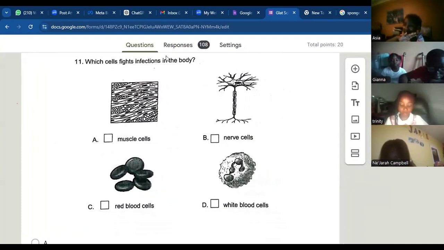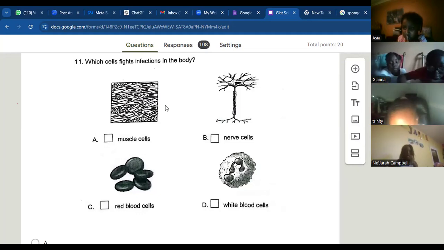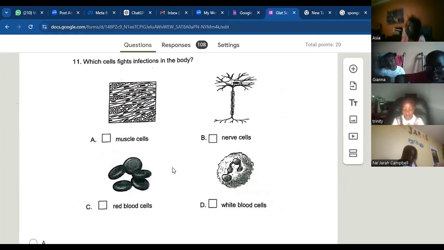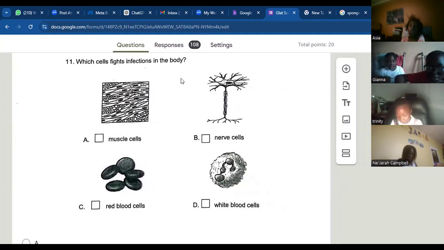Which cells fight infection in the body? Put your hands at the top for me, please. Is it the muscle cells? Is it the nerve cells? Is it the red blood cells? Or is it the white blood cells? Which cells fight infection in the body?